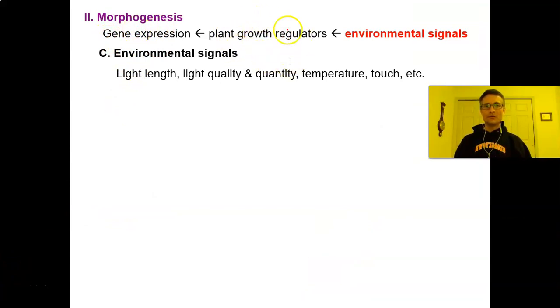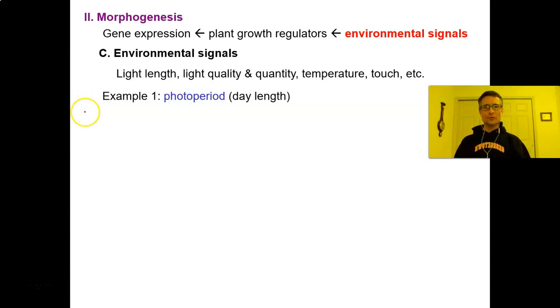What about how gene expression leads to the formation of organs? We've thought about how plant hormones can act as signals that stimulate gene expression. The last thing we need to do is think about how environmental signals can stimulate our plant growth regulators such as hormones, which in turn can impact gene expression. Plants respond to a lot of different environmental signals, such as the length of light during the day, the quality or the quantity of light, quality being the wavelength, quantity being the intensity of the light, and temperature, of course. Even a variety of mechanical touches from water or wind can be important environmental signals as well. Let me show you a few examples of some common and very important environmental signals that are involved in plant development.